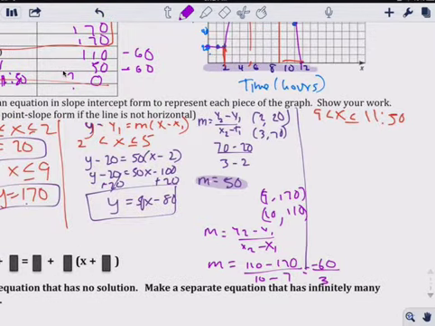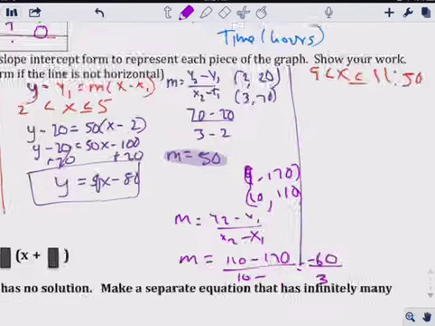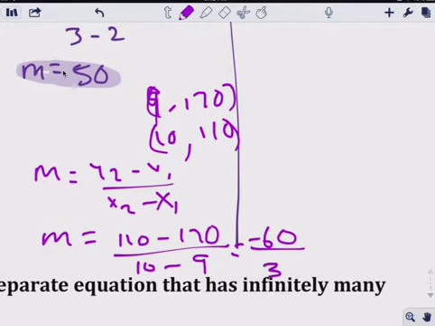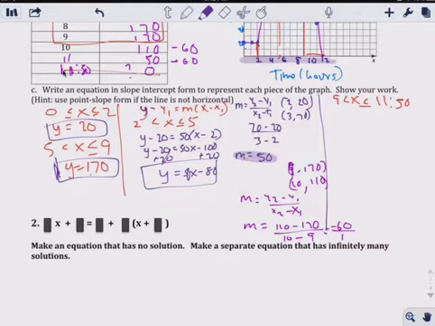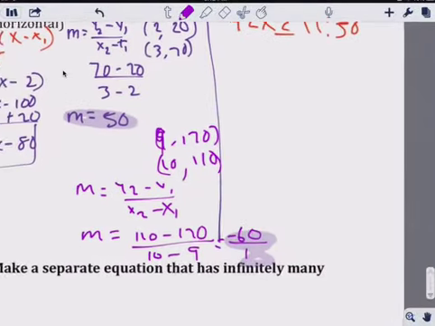Hold on. That's a 9. This is a 9, not a 7. See how important it is to write neat? Over 1. I check myself because I know it should be a negative 60, like that. When I got 30, I know something was wrong.